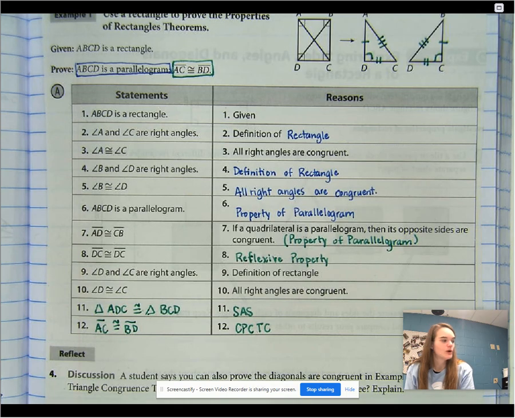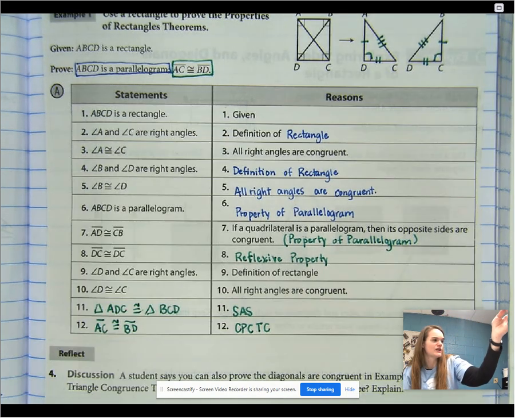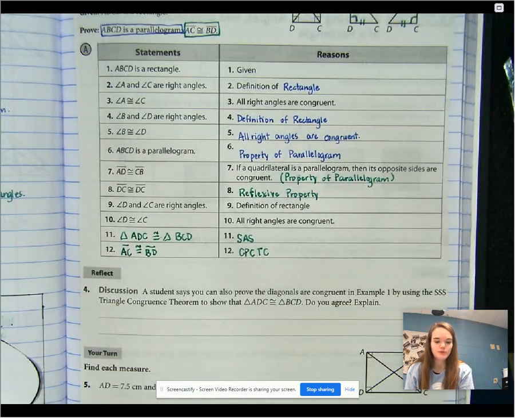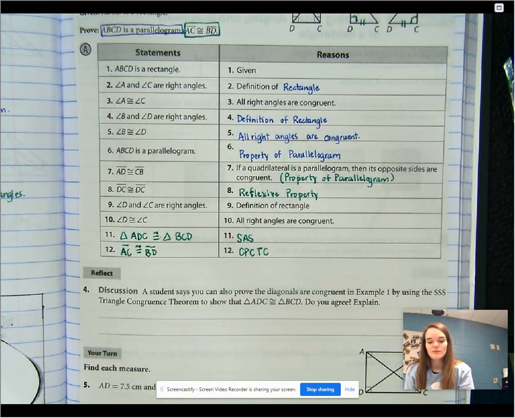All right, let's look at number 4. I want you to actually answer number 4, pause the video, and see what you guys put. All right, a student says you can also prove the diagonals are congruent in example 1, this green piece, by using the side-side-side triangle congruence to show that ADC is congruent to BCD. Do you agree?